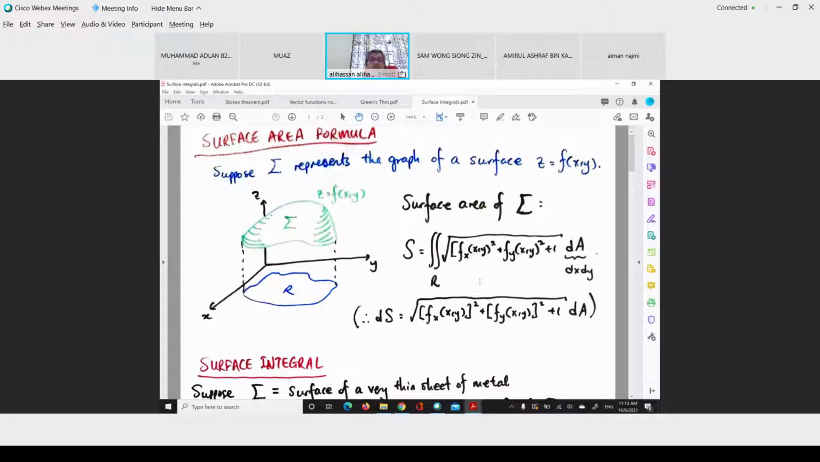So dS, you see, this is capital S. This is not small s. This is capital S. So dS is equal to the square root of f partial x squared plus f partial y squared plus 1 dA. So this is the surface area element here. dS, capital S, is the surface area element.